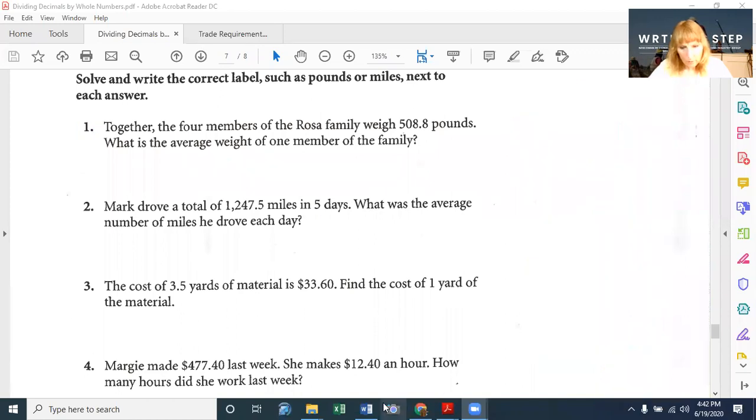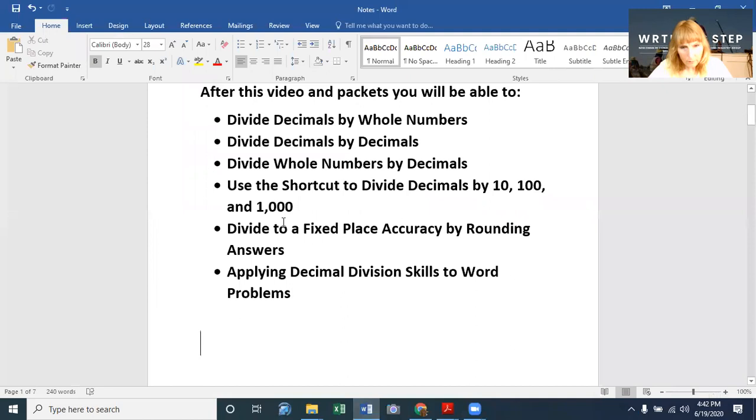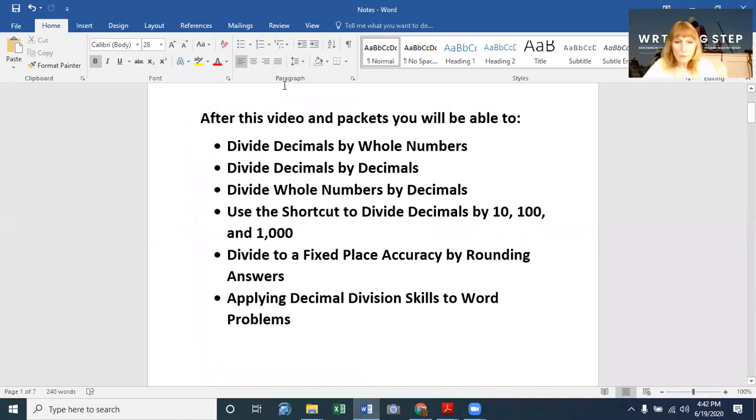So let's go back to our objectives here and see if we can do this now. Are we able to divide a decimal by a whole number? Yes. Are we able to divide a decimal by a decimal? Yes, that's where we have to move the outside decimal and then the inside decimal, right? Divide whole numbers by decimals. Yes, we can do that. We can use our shortcut with 10, 100, and 1,000. We can divide to a specific fixed place accuracy. That's where we round. In our case, we rounded to the tenth place. And then we're able to do word problems by applying our decimal division skill.